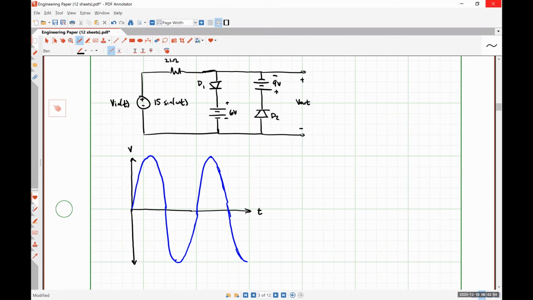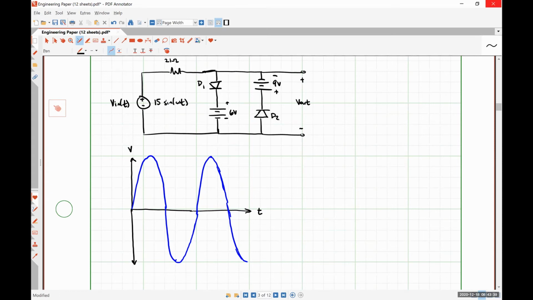Because this potential should be higher, so when Vin is larger than 6 volts, this guy is on. Let's say that. So when Vin is higher than 6, this guy is on. And when Vin is less than negative 9, this guy is on. When these diodes turn on, we have a short circuit.